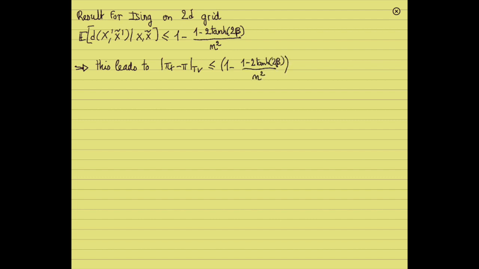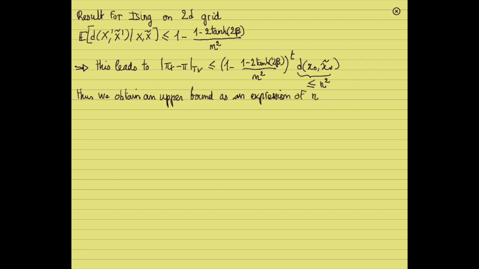So this quantity, which of course we want to be less than 1. And the constant is the distance between initial states. And of course, the worst case scenario is that the initial distance is n squared. That's the maximal possible distance, and so we can always replace this by n squared. So at the end of the day, we obtain an upper bound which is quite explicit in terms of n, the size of the grid, but also in terms of beta, the inverse temperature.